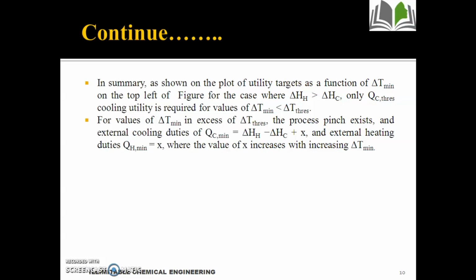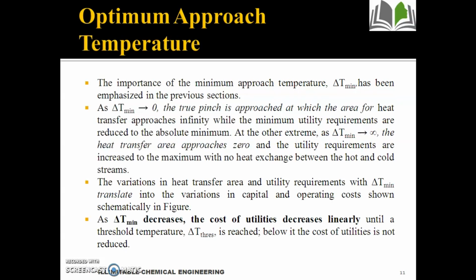For the values of the delta T minimum in excess of the delta T threshold, the process pinch exists and external cooling duties of QC minimum is required, that is delta HH minus delta HC plus X, where X is the external heating duties. Means if delta H is not shifted to the left side, then hot utility is also required here, right? So the second topic is optimum approach temperature.